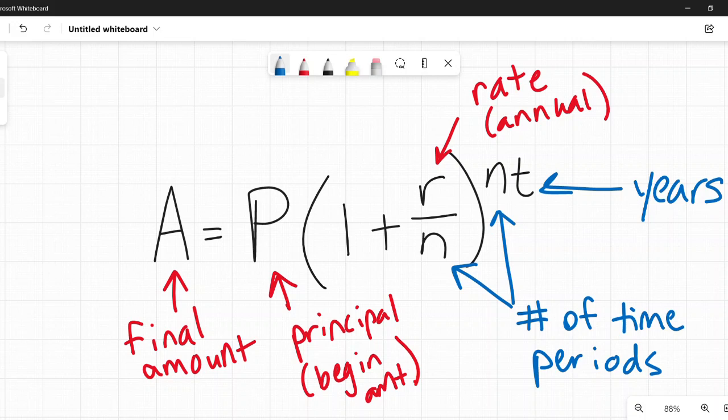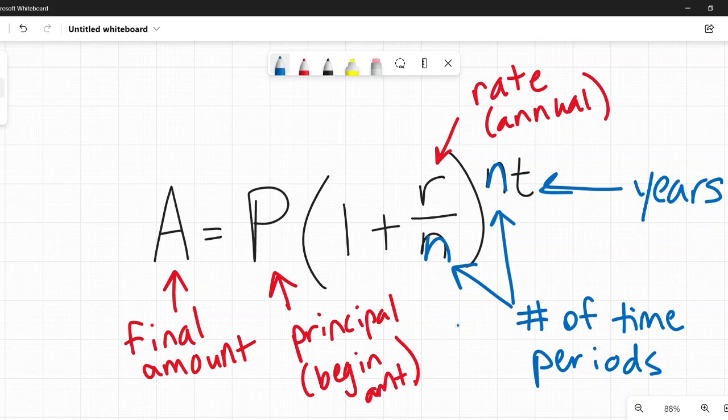The number of time periods is when we divide a year up into months or quarters or days. When the math problems you're given say this is compounded quarterly, monthly, weekly, or daily, then you ask, okay, if it's compounded daily, how many days are in a year? If it's compounded monthly, how many months are in a year? Whatever that number is, that's what you put in for N. So there's our basic formula.